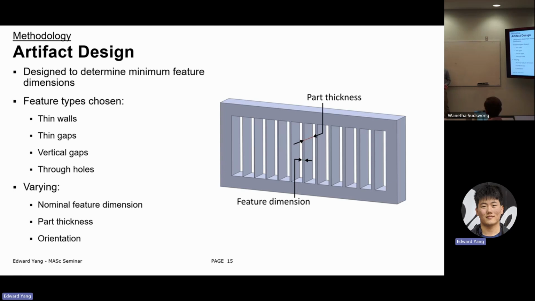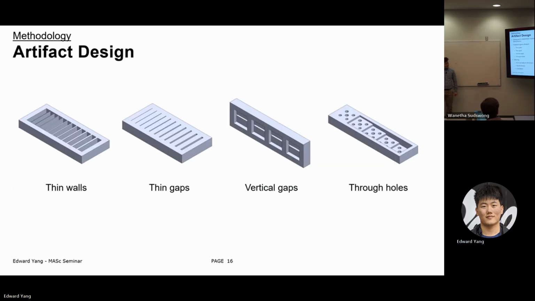And what I varied for each of these features was the feature dimension. So the nominal feature dimension, as seen in here, is, for example, the thickness of the wall. I also varied the part thickness. So the context in which a feature is being printed, in this case, will be the thickness of the entire part. And that was also varied for some parts to see how that affected the printability and error. And lastly, the orientation, which I'll go over in more detail in a later slide.